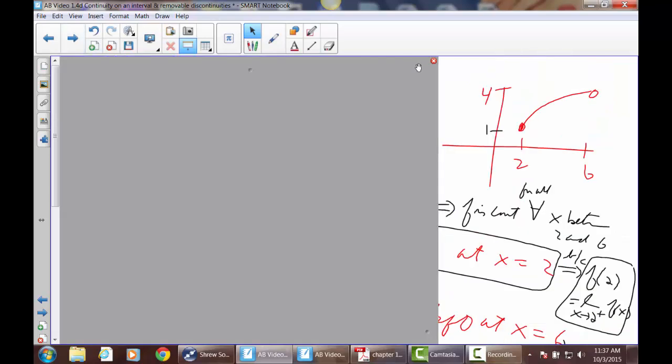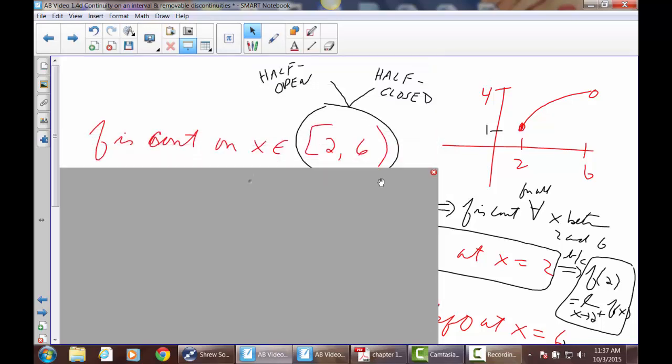A picture's worth 1,000 words. Here's an example. So you can see in this example it's certainly continuous everywhere between 2 and 6, but then we have a filled in dot here and an empty dot here. Well, in this case, the limit as x approaches 2 from the right is equal to 1, but f of 2 is also equal to 1. So that's going to allow us to put a square bracket around the 2, because it is continuous from the right at 2. F of 2 equals the limit as x approaches 2 from the right.